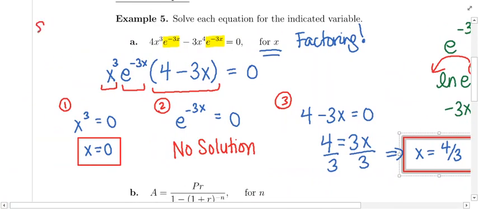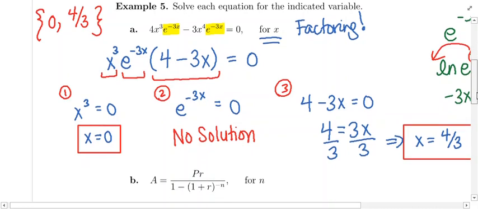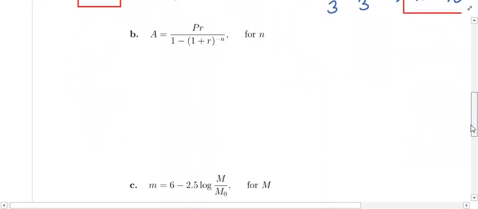I'll go ahead and write them up here. I'm going to use this notation of braces where I'm just listing out the solutions. x can be 0, x can be 4/3. 2 solutions to the original equation. Let's try the next equation.